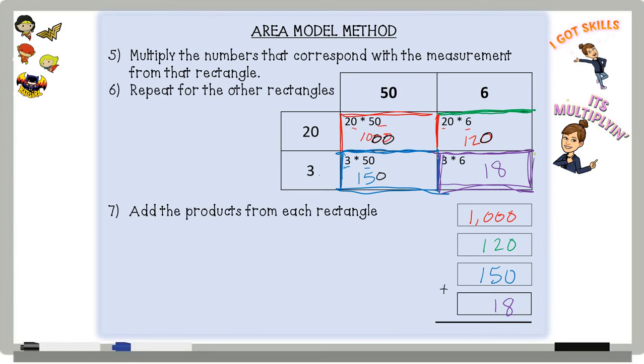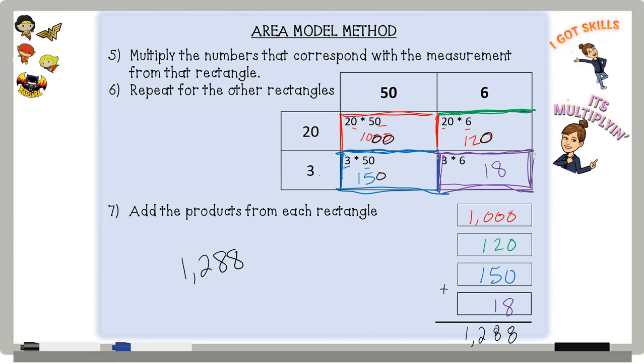0, 0, 0, and 8 gives me 8. 0, 2, 5, and 1. So 2 plus 5 is 7, plus 1 is 8. 1 plus 1 is 2. 1 plus nothing is 1. So my answer here would be 1,288. Right?